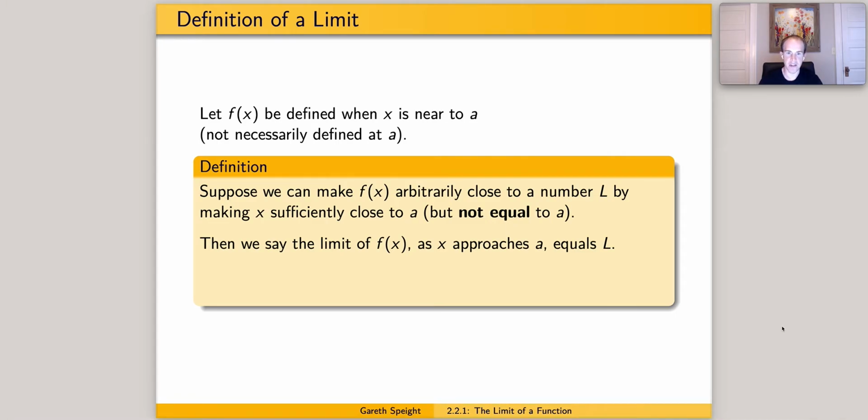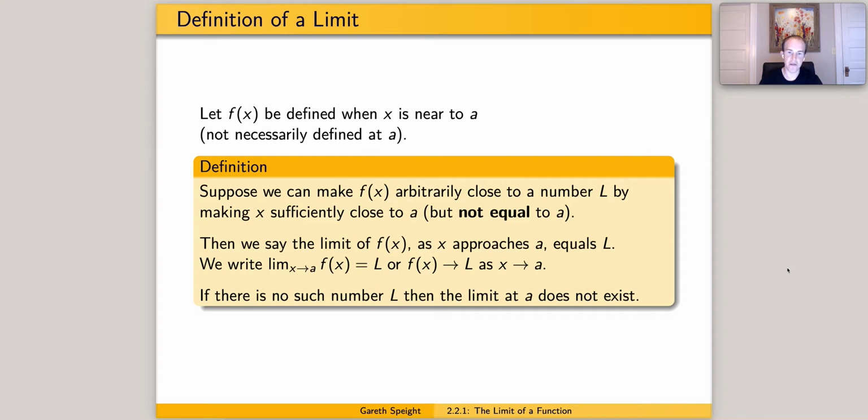Since we don't want to write out this long sentence every time, there is a piece of notation. We write the limit as x tends to a of f of x equals L. Alternately, we can say f of x tends to L as x tends to a, depending on which is simpler to write at that moment. If there is no number L where this works, then we say the limit at a does not exist. Different examples will have different numbers L. If there is no L at all where this makes sense, then we say the limit does not exist. To say that again, if we can make f of x as close as we like to a number L by making x close to a, then we say that the limit of f of x is equal to L as x tends to a.